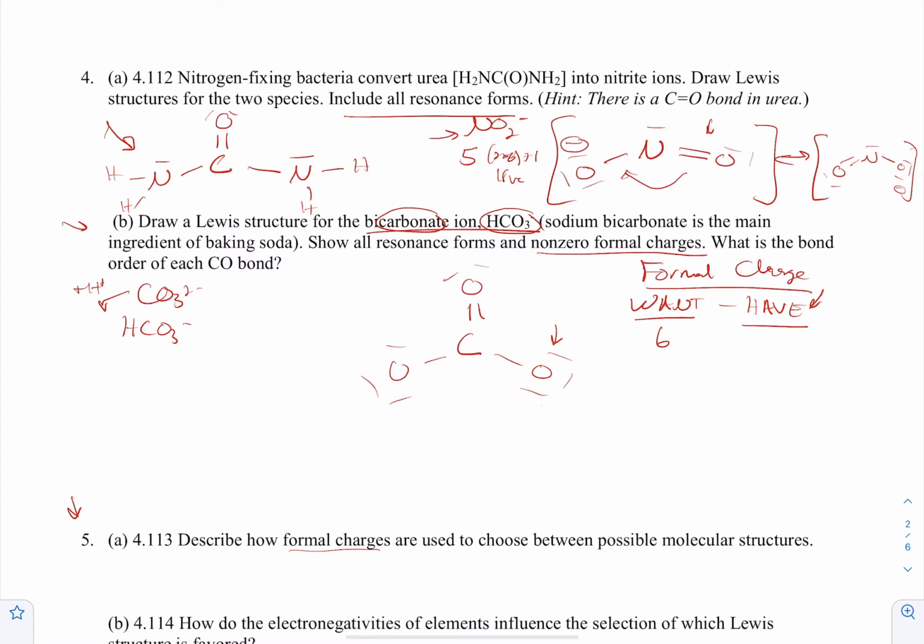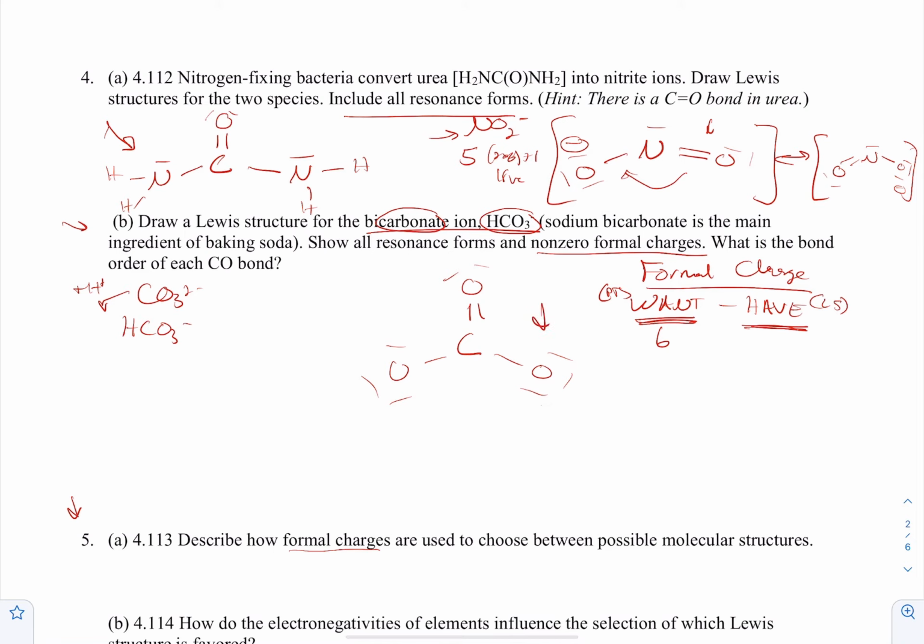Now, have will always depend on the Lewis structure. So let me put PT up here for periodic table, because that's where you're going to get this. And then for have, where you're going to get this is the Lewis structure. So I'm going to put LS. So what they want comes from the periodic table. What they have comes from the Lewis structure. And this is how we count these in the Lewis structure.